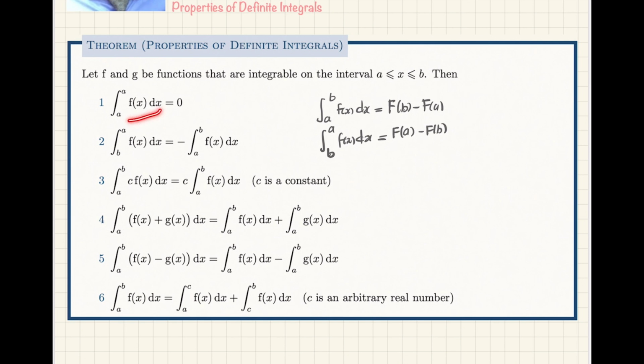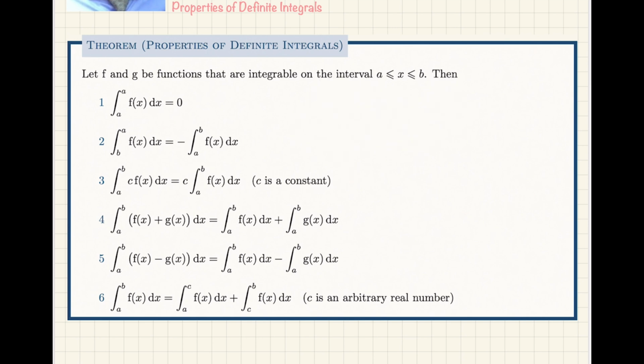This is also understandable using the definition because when you have from a to a, you write F of a minus F of a, and F of a minus F of a is equal to 0. Okay, so let me clean them, we don't need them to be here.